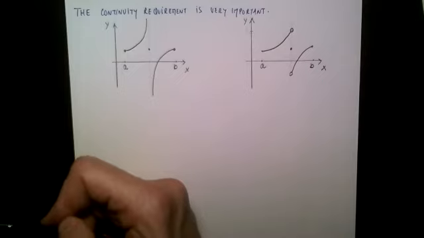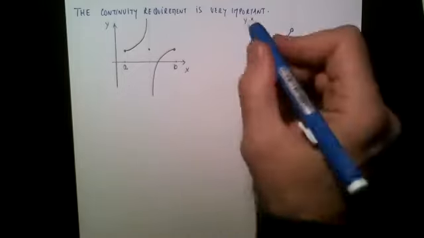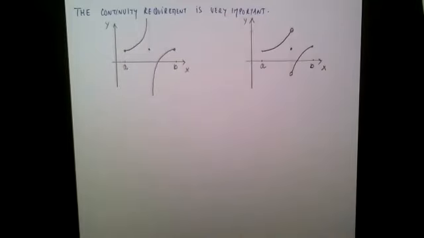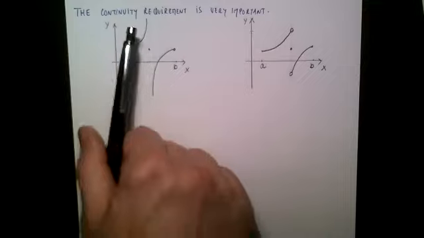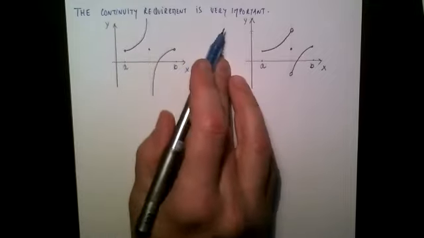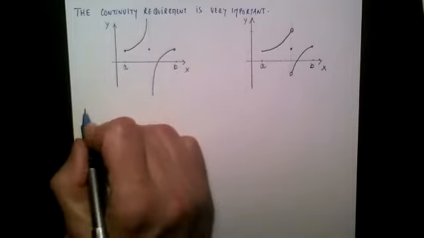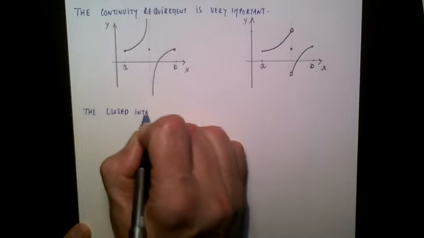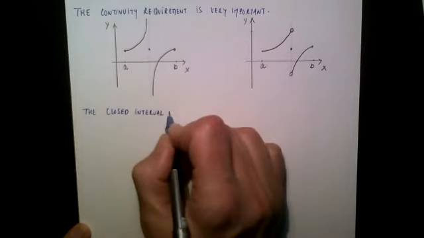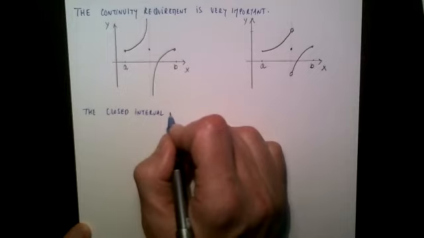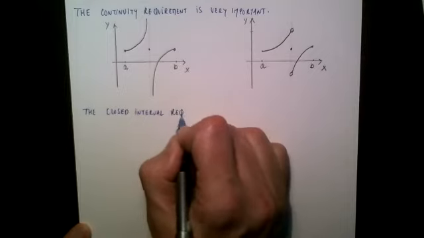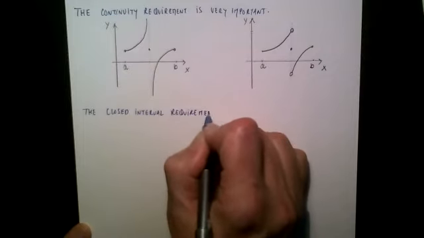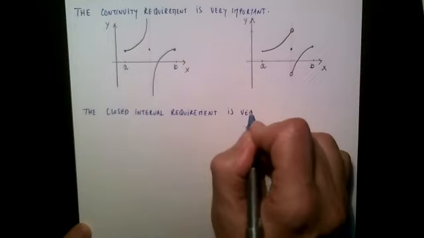Okay, good. But these questions of what is right before 2 and things like that, this is more advanced stuff. So that's for the continuity requirement. How about the closed interval requirement? The closed interval requirement is also very important.